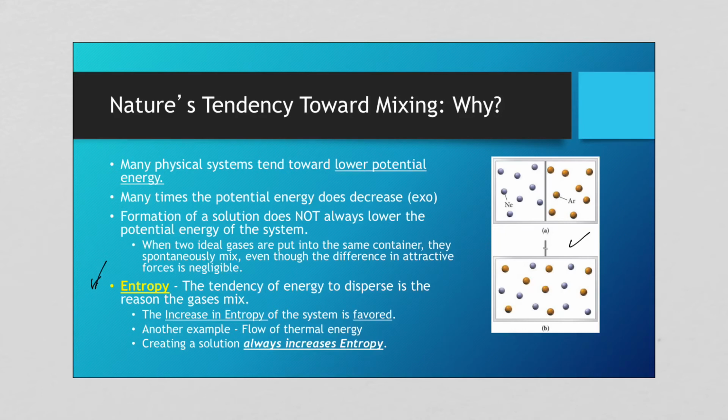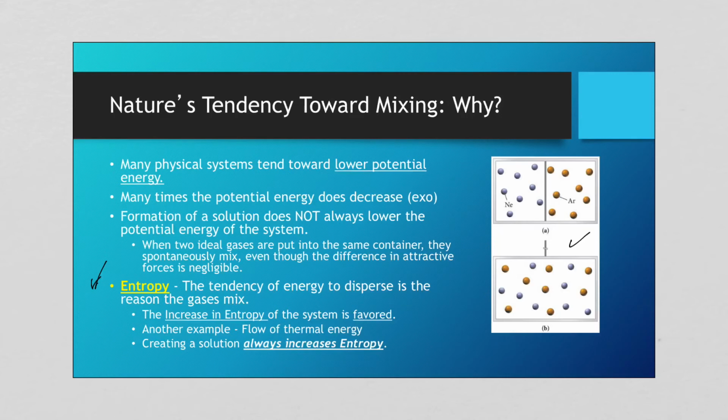So if I have a system that has constrained energy, so all the energy is isolated in a small volume or a small area, the natural tendency is that energy wants to spread out. This is one way to look at this concept of entropy. It's energy dispersal.